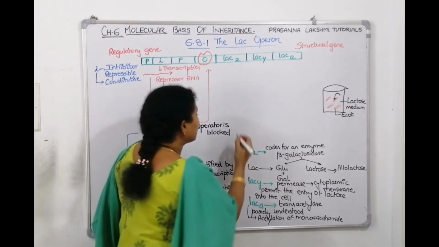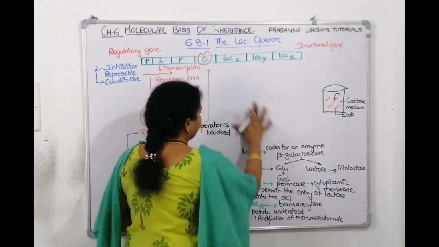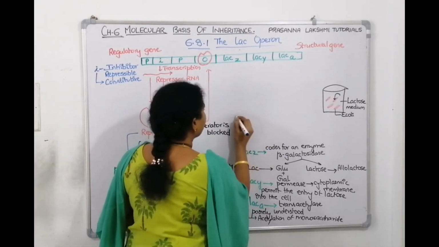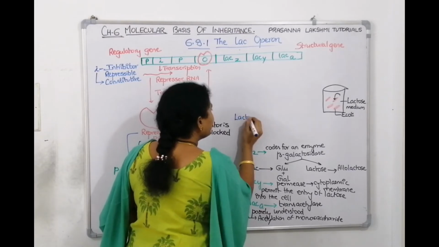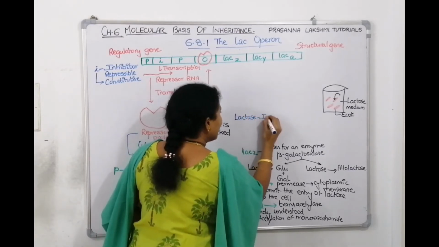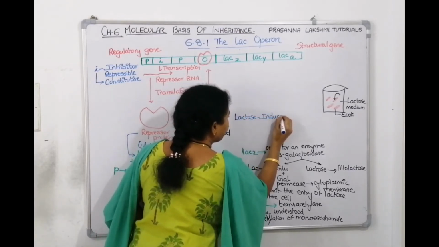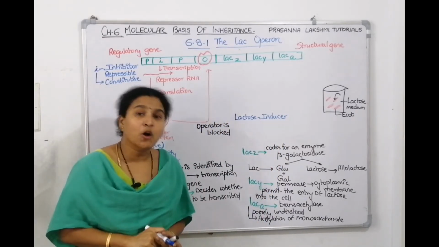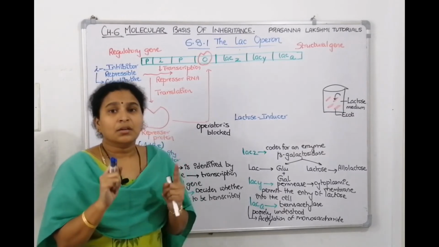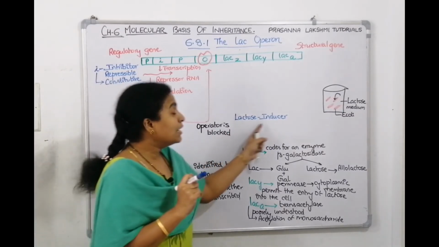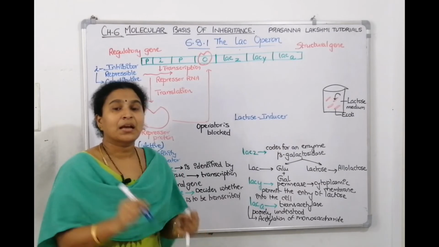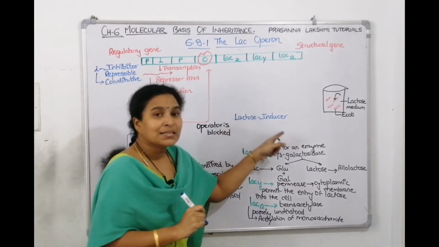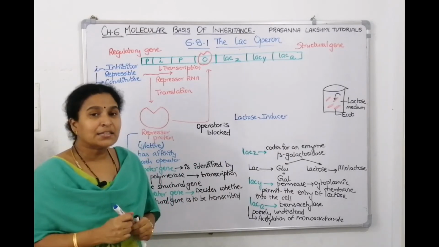Now, what is lactose? We need to discuss that also. Lactose is an inducer. That is why we said the Lac Operon is an inducible operon. Here the lactose is acting like an inducer, inducing something. I am inducing the subject into your brain, right? Like that, lactose acts as an inducer.